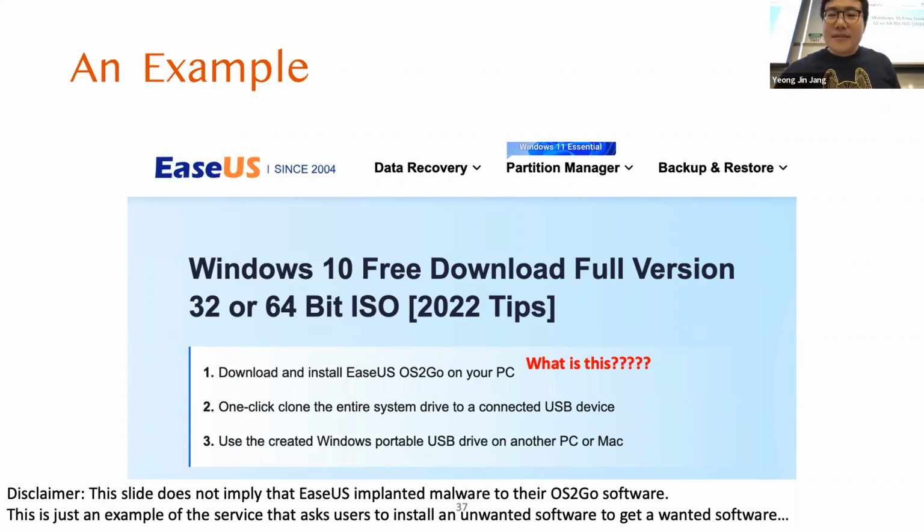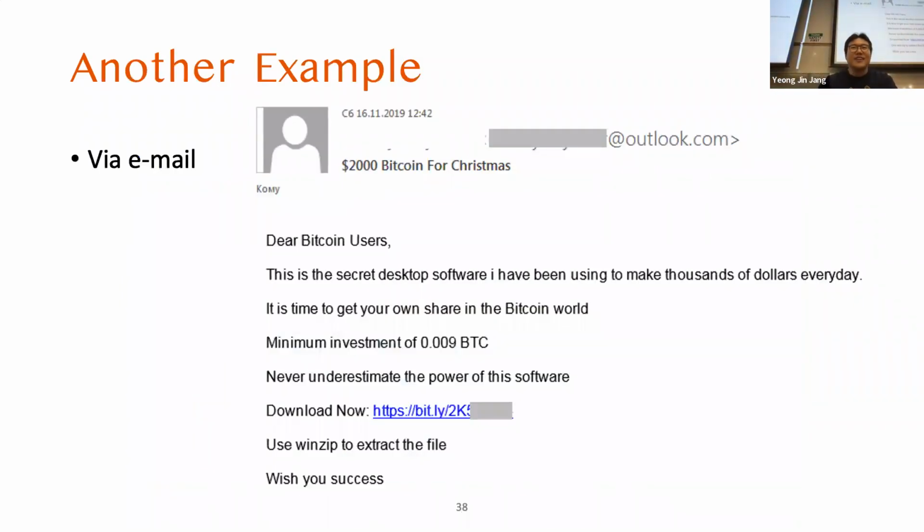Another way of running malware inside the victim's machine without an exploit is phishing. So this is one of the messages: "I got 2,000 Bitcoin for Christmas." And then they say there's a secret desktop software that will give you thousands of dollars every day. Download and install. The game is over.